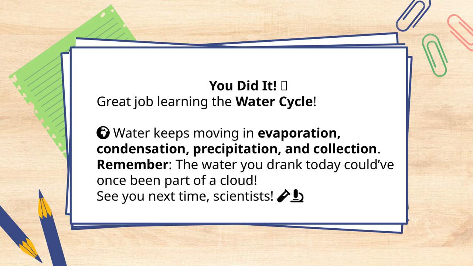Today, we explored how water continuously moves through different stages: evaporation, where it turns into vapor; condensation, forming clouds; precipitation, like rain or snow falling to the ground; and collection, where water gathers in bodies of water. Remember, the water you drank today might have once been part of a cloud high above us. It's amazing how all these processes connect and keep our planet's water moving.